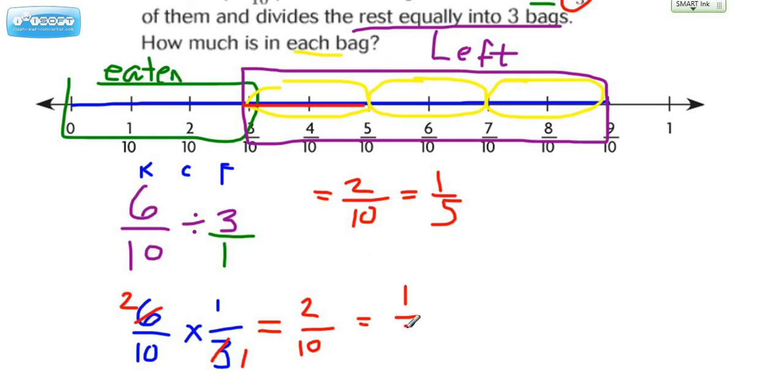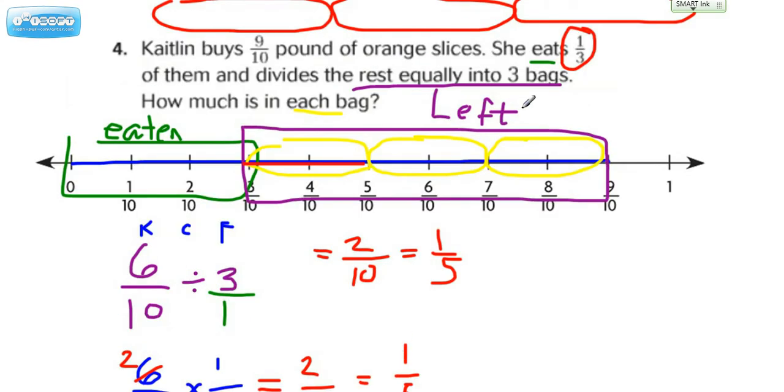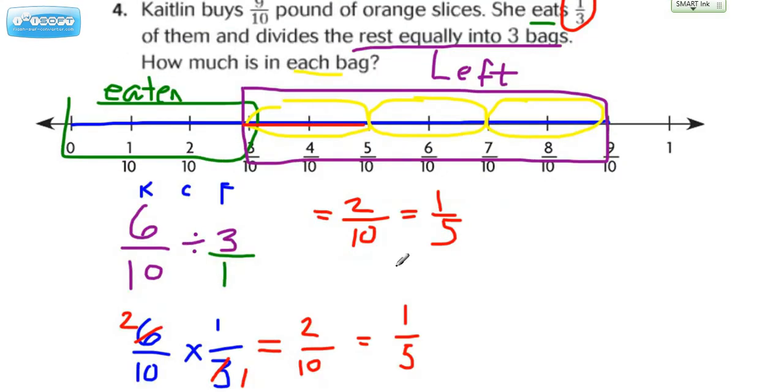All right, so what's the answer? The answer that you're going to put on the space when it says how much is in each bag, you're going to say 1/5 of a pound. And that's your final answer. Write it on the space.